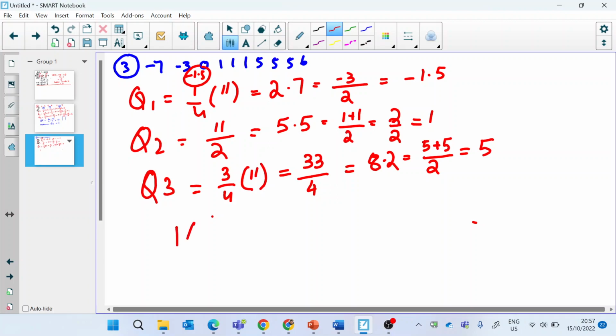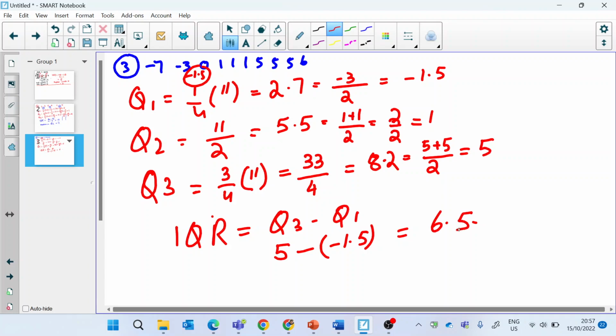And the interquartile range is Q3 minus Q1. Q3 is 5 minus Q1, which is -1.5, and this gives us 6.5. Yes, 6.5 is our IQR, and the median is equal to Q2, which is equal to 1. So this is the answer for our third question.